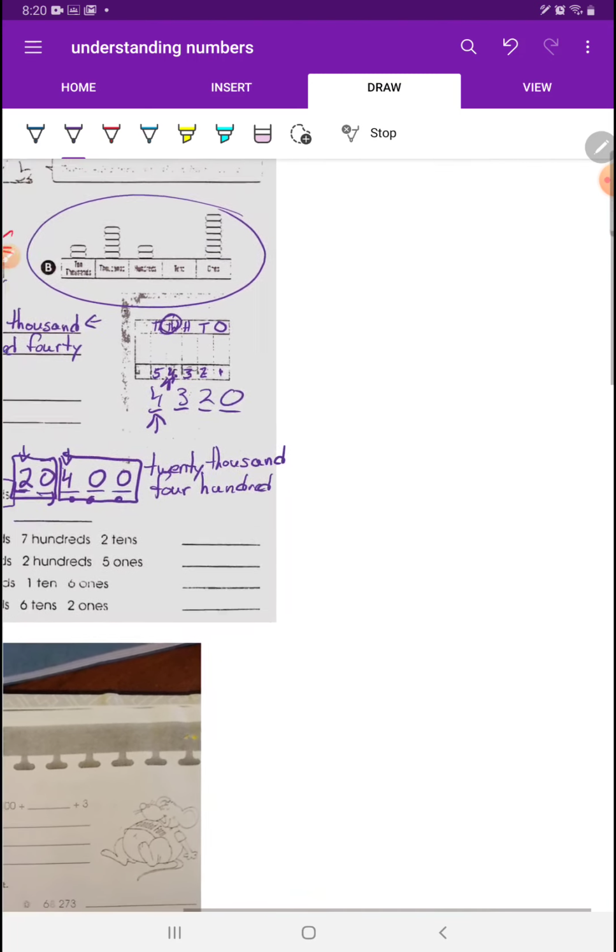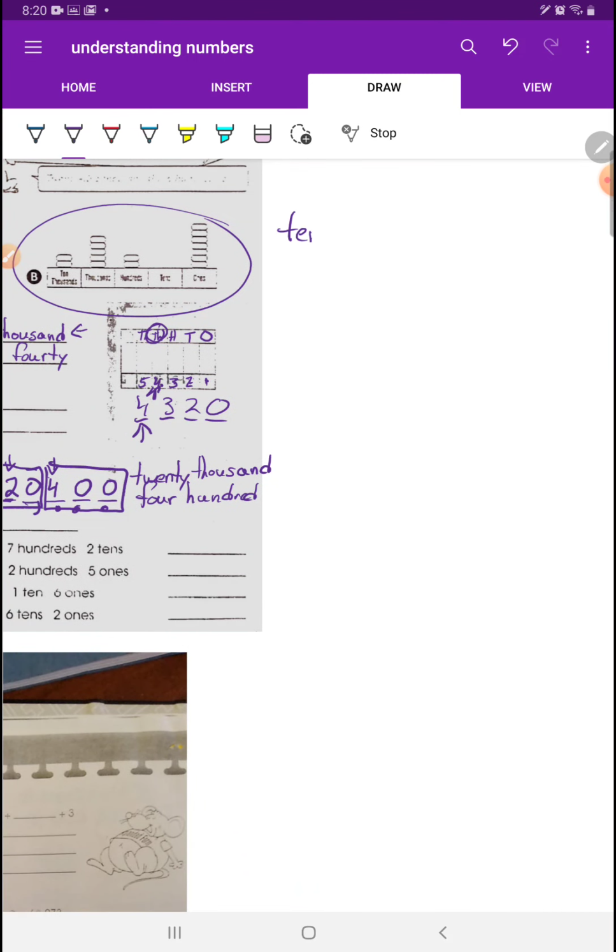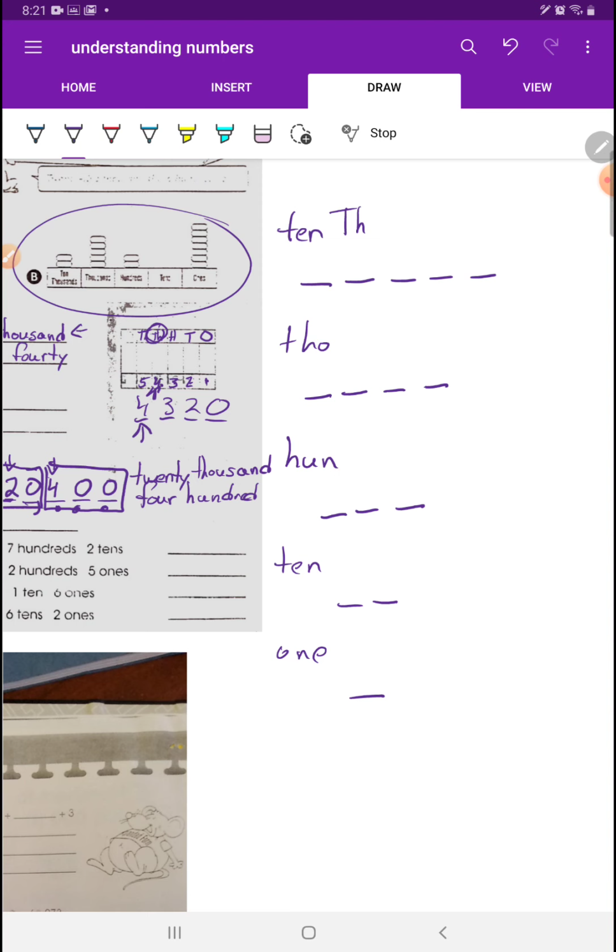So remember, if we have a 10,000 number, there's always 5 digits. If we have a 1,000 number, it's always 4 digits. If our number is hundreds, we have 3 digits. If our number is in the tens, we have 2 digits. Of course, if it's the ones, we have 1 digit.